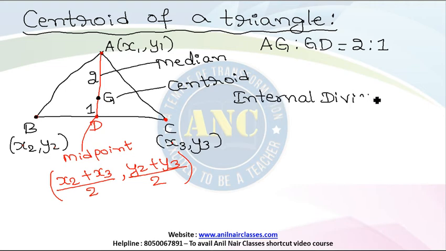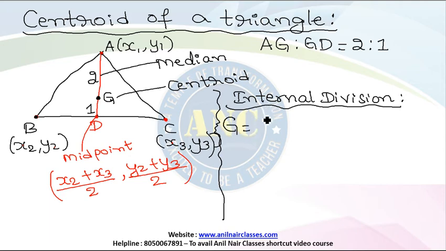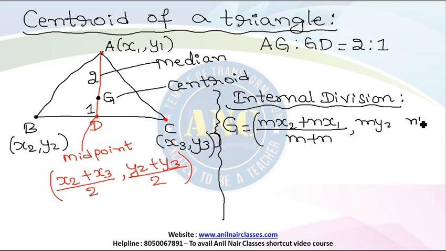Now let me use the internal division formula, which we have already discussed. Internal division, external division, all those things we have already discussed, sir. I will make use of internal division because it is dividing in the ratio 2:1 internally. Simple language, right? That point G is given by internal division, generally given by mx2 plus nx1 divided by m plus n, comma my2 plus ny1 divided by m plus n. Sir, how it is derived, all those things I have already discussed in the same topic of coordinate geometry. You can refer, you can revise again.